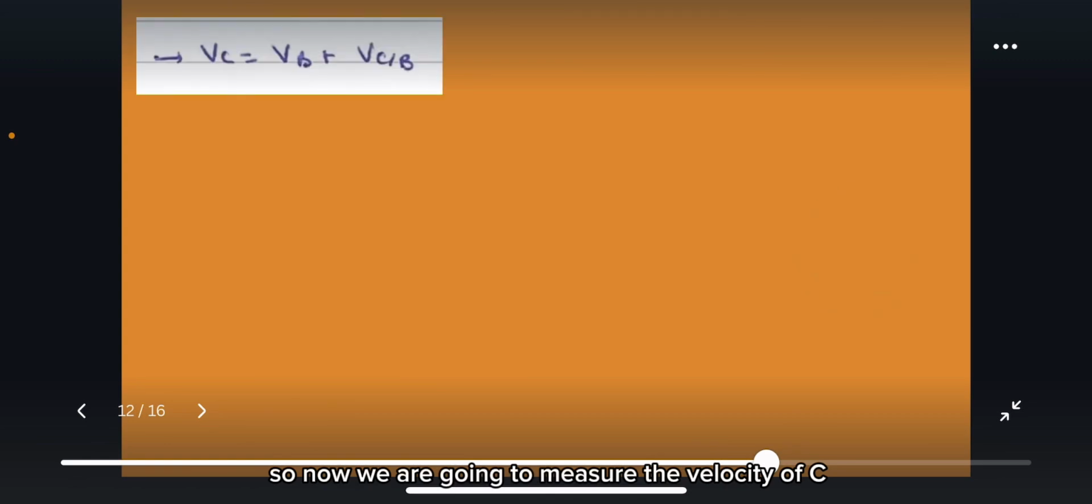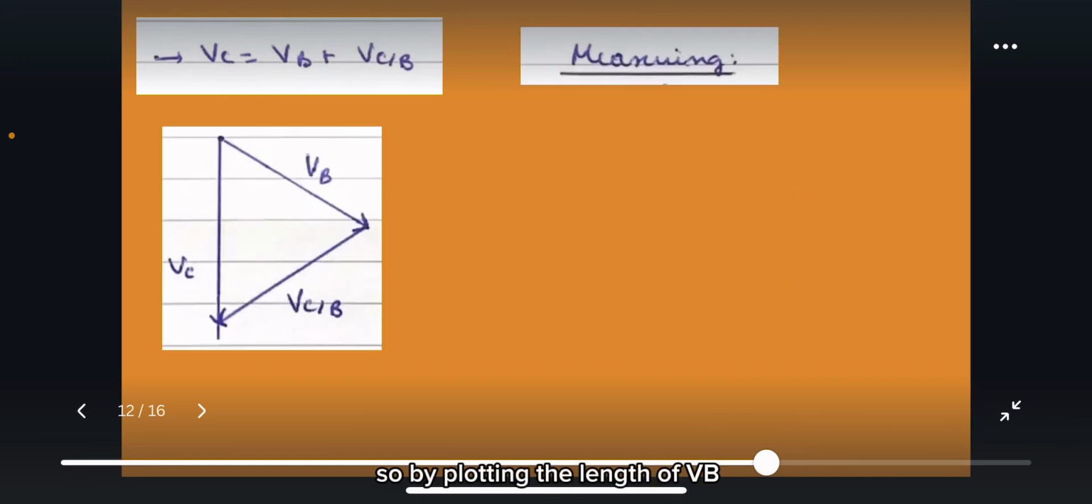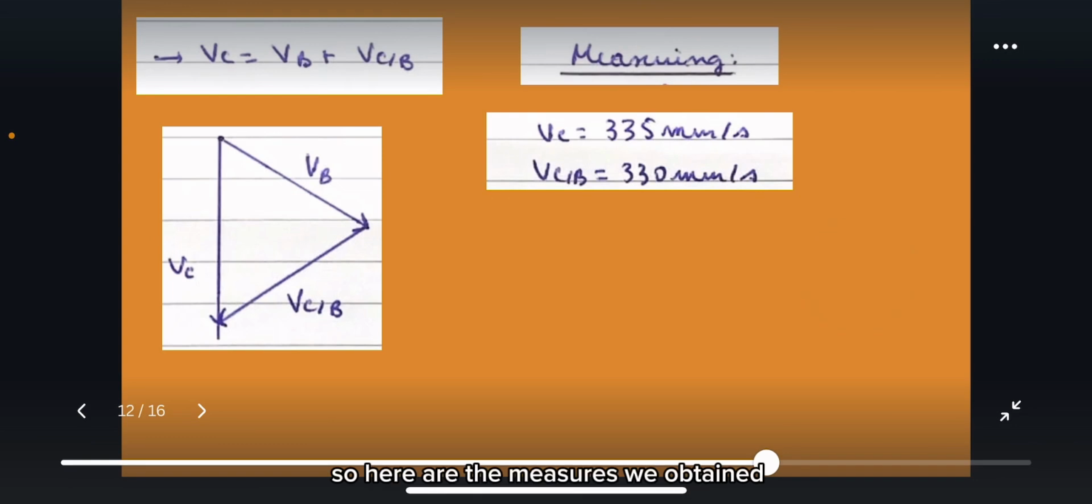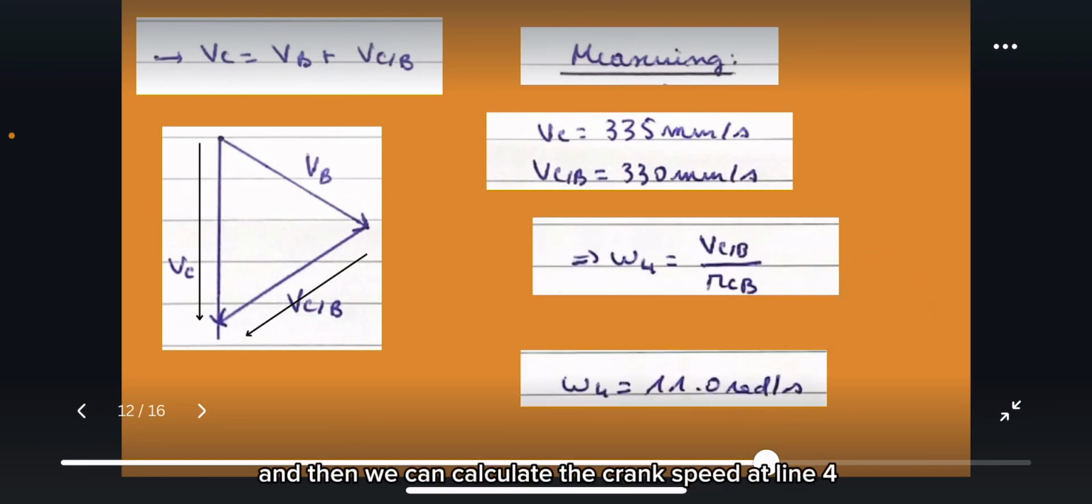So now we are going to measure the velocity of C. So VC is equal to VB plus VCB. By plotting the length of VB, then knowing the angle between VB and VCB, we can plot VCB, then we obtain VC. So here are the measures we obtained. And then we can calculate the crank speed at line 4, which is 11 radian per second.